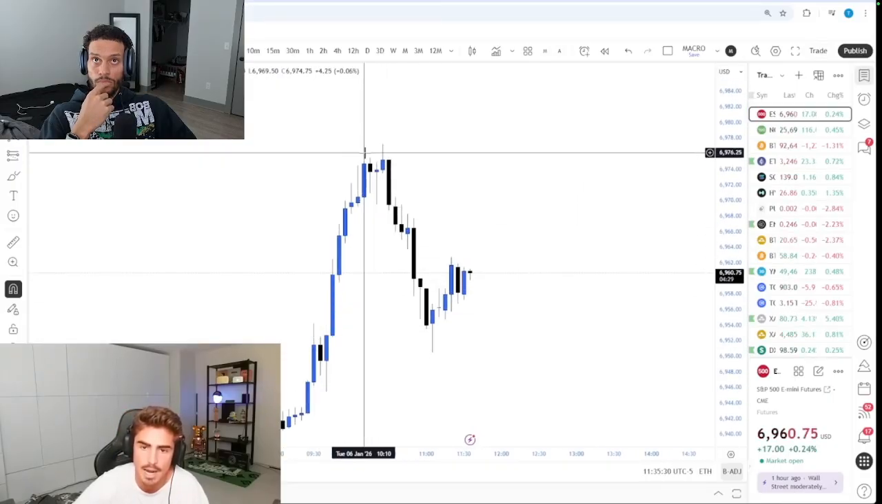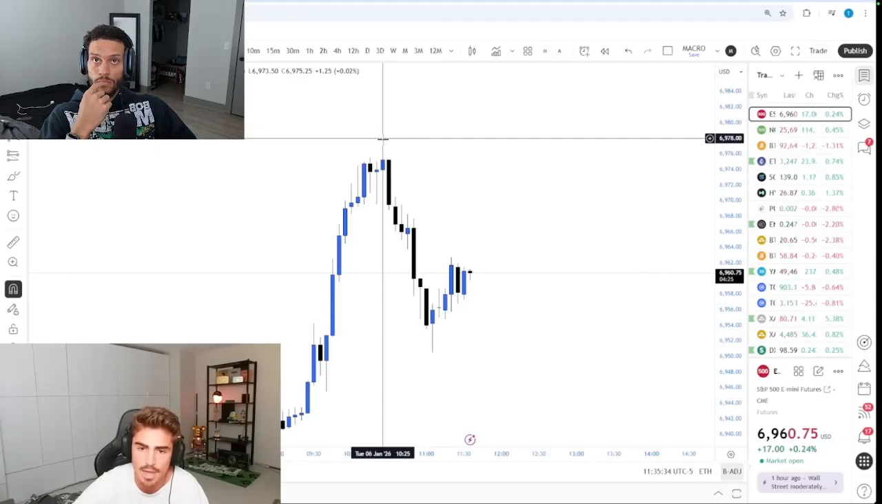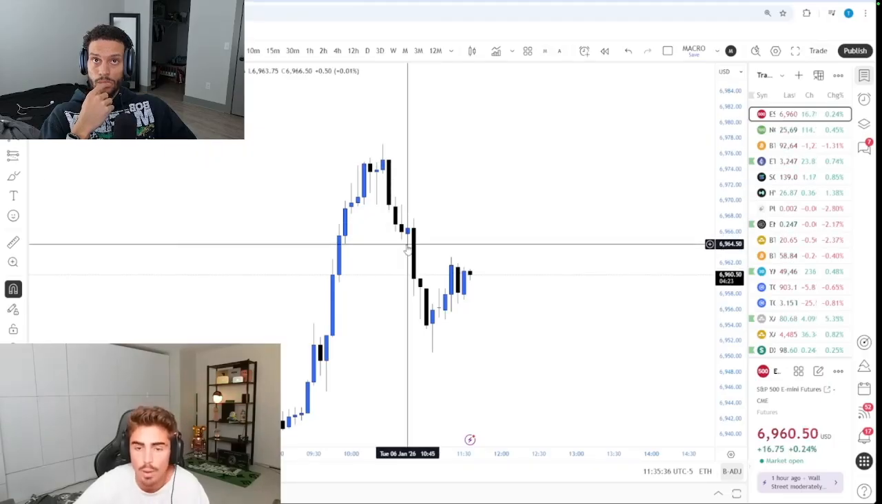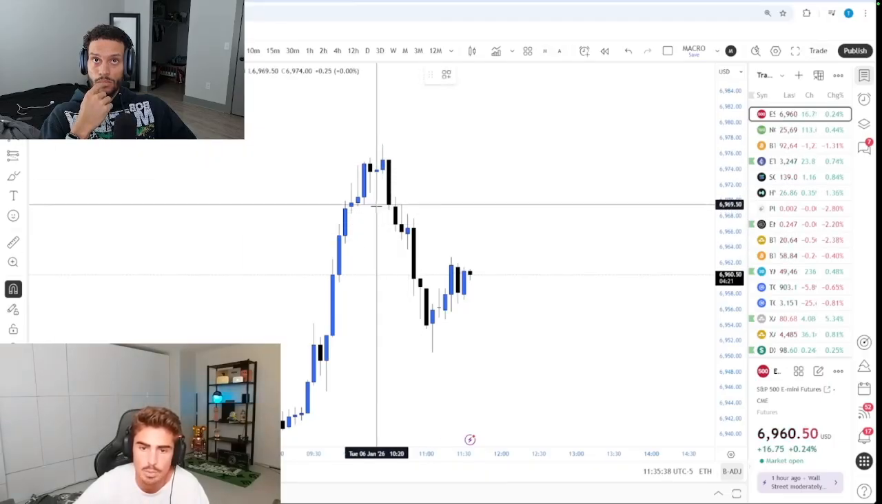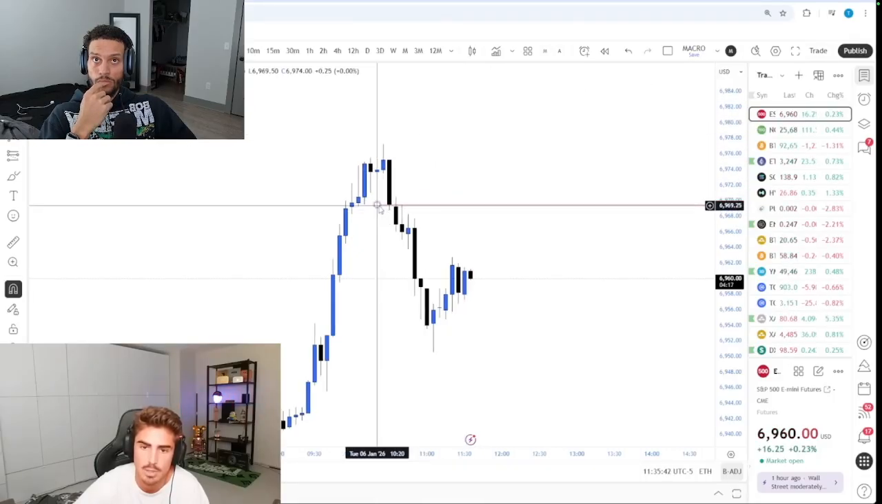We go up, we make a higher high, we go down, we make a higher low. We go up, we make a higher high, then uh-oh, what do we do? We make a lower low. When do we break structure? When we see a candle closure underneath the most recent low.